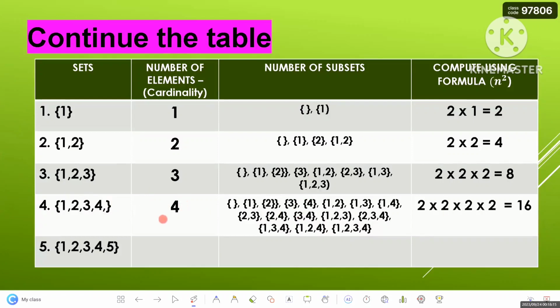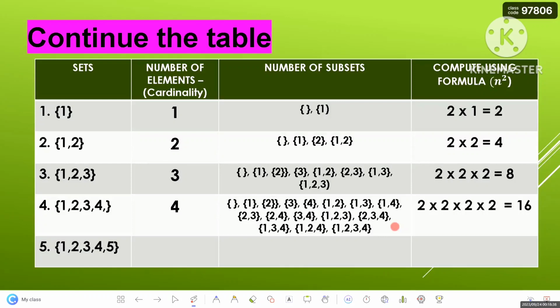Kung 16 ito, tama kaya ang sagot? O 4 daw ang elements. So yung number 2, gagawin natin 4 na beses. 2 times 2 times 2 times 2. So 4 na sila. Let's check. 2 times 2, 4. Times 2, 8. Times 2, 16. So 16 ang lumabas. Ibig sabihin, tama yung ating sagot.